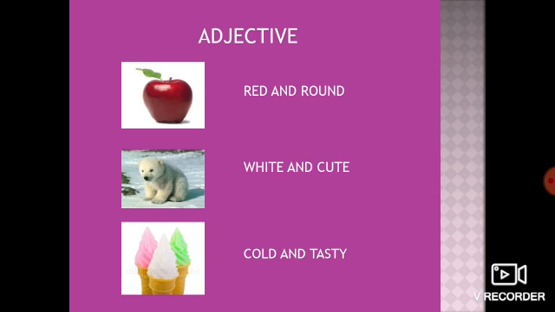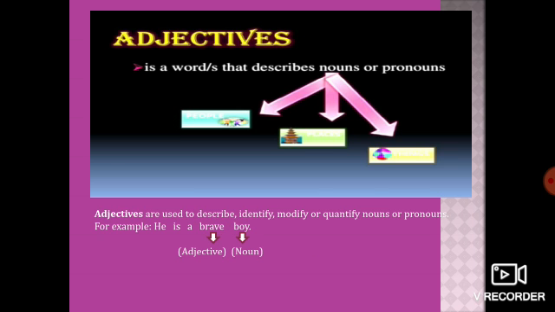Now look at the next picture. How will you describe a polar bear? You will use the words white and cute most probably. So the words white and cute are the adjectives for the noun polar bear. Now look at the third picture. What words come to your mind when you look at this picture? Cold and tasty. So the words cold and tasty are the adjectives for the noun ice cream.